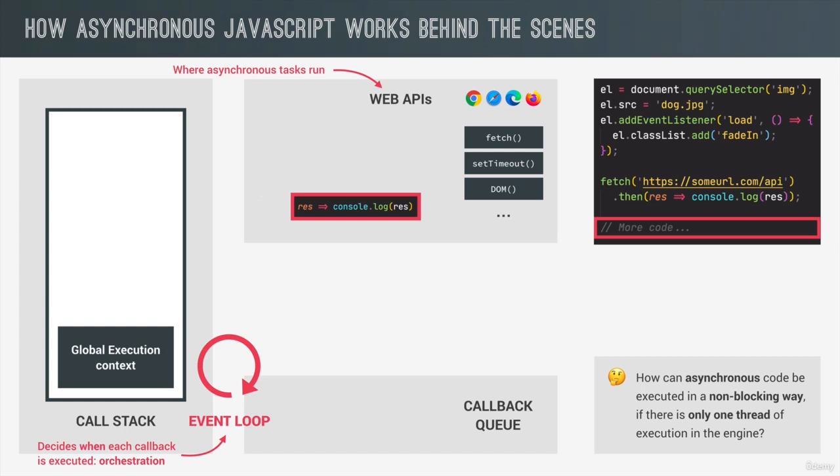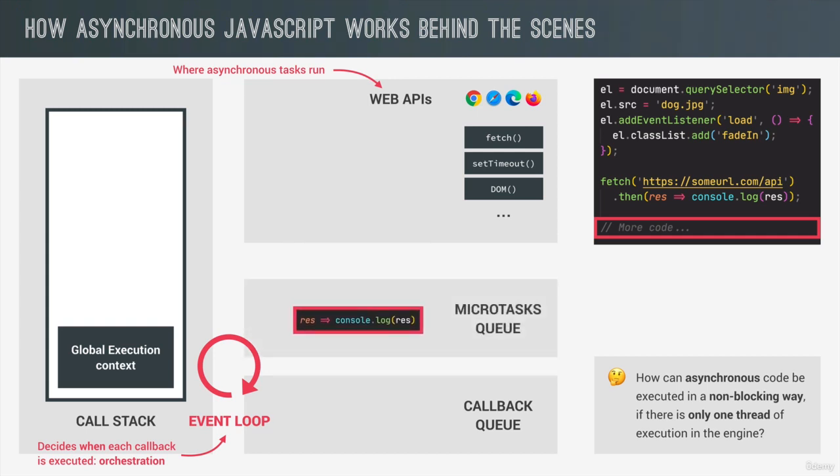Now, callbacks related to promises, like this one that we registered with the promises then method, do actually not go into the callback queue. So again, this callback that we still have here, which is coming from a promise, will not be moved into the callback queue. Instead, callbacks of promises have a special queue for themselves, which is the so-called microtasks queue. Now, what is special about the microtasks queue is that it basically has priority over the callback queue.